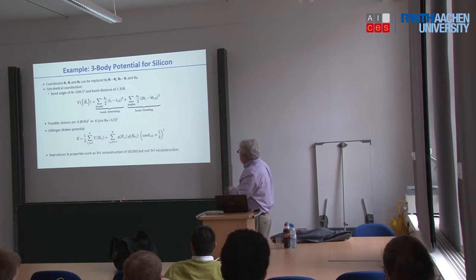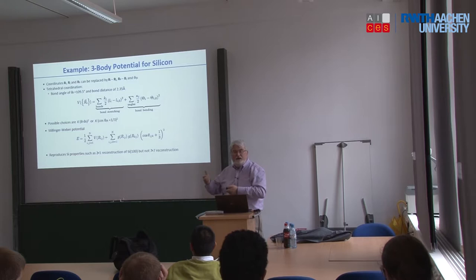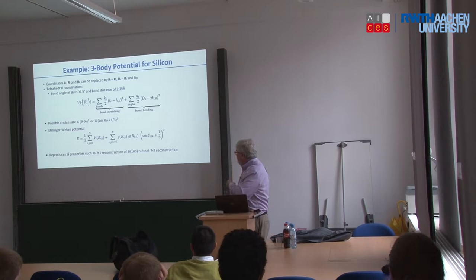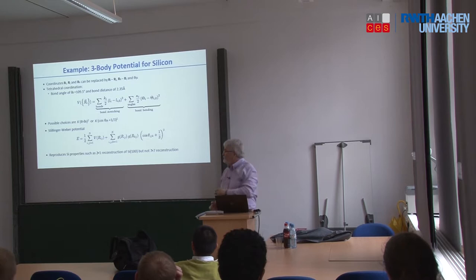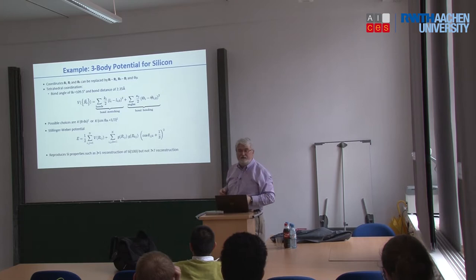There's an angular term here. And the cosine of 109.48 degrees is minus 1/3. So what this says is when you have the ideal tetrahedral angle, this term goes away. But this penalizes any deviations from that ideal bond angle in silicon. That's what this term does. And this term is just to do with the lengths, the distances to the neighbors.